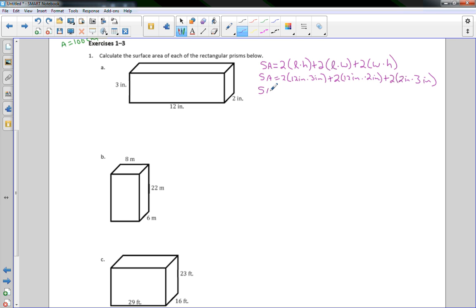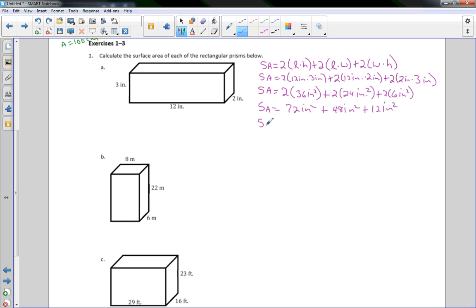So the total surface area is 2 times 12 times 3, 36 inches squared, plus 2 times 12 times 2, which is 24 inches squared, plus 2 times 2 times 3, which is 6 inches squared. So the surface area is 72 inches squared for the front and back, plus 48 inches squared for the top and bottom, plus 12 inches squared for the left and right.